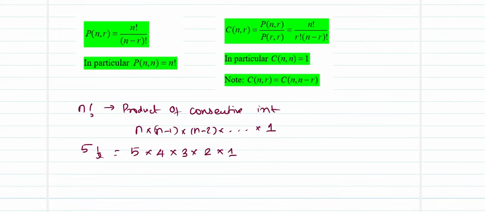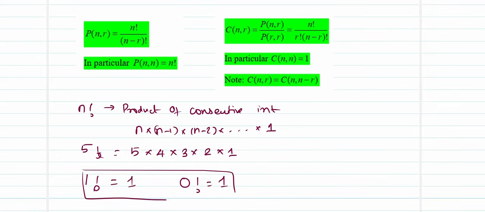We need to keep in mind that 1 factorial is 1, and we have a surprise: 0 factorial is also 1. So keep in mind the basic starting point for your factorial is that 0 factorial is 1 as well as 1 factorial is 1.